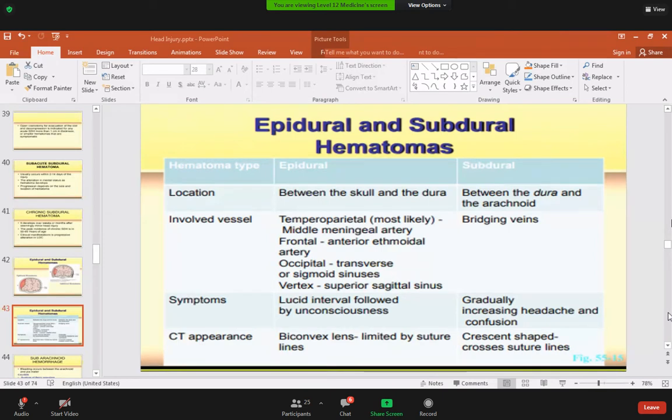So just having seen a patient presenting to you with a head injury and there is a lucid interval, think about epidural hematoma. But a patient who was initially fine and doing well, and then with the passage of days, patient is getting confused, or there are signs and symptoms of neurological deficits, think about subdural hematoma. That may be more a chronic or a subacute variety.